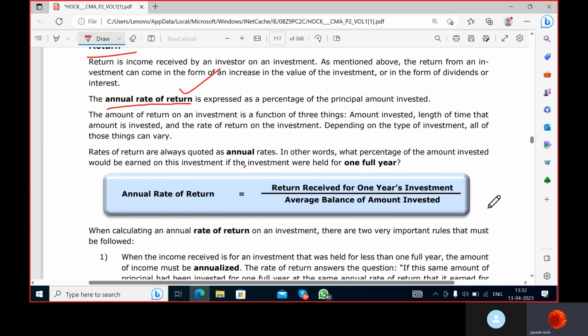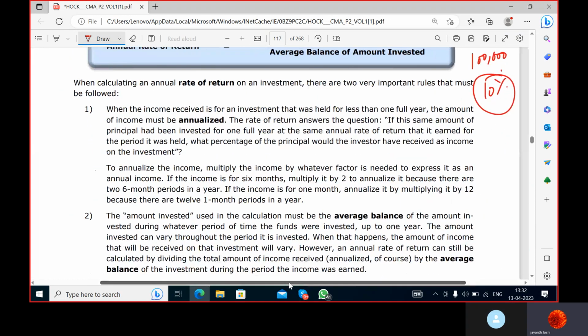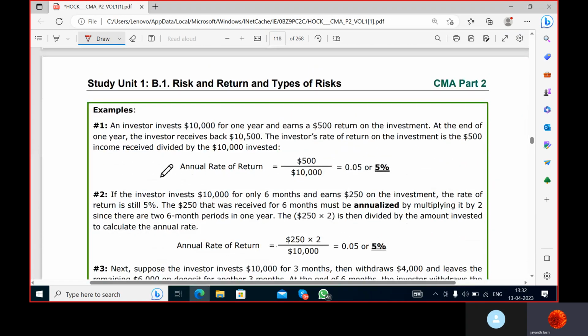Let's say you have invested $100,000 and at the end of the year you got $10,000. So what is your annual rate of return? 10%. That's it. It is annualized, it is per annum. So please go for this question and calculate.